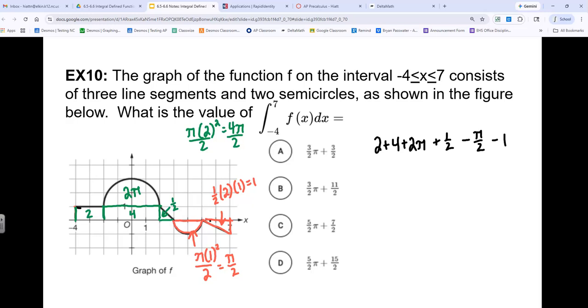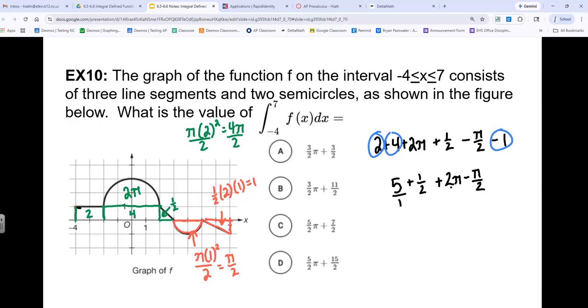So I'd put all these whole numbers together, the 2, 4, and the -1. That is going to give you a 5. I'm going to worry about that 1/2 here in a second. And then I've got plus 2 pi minus pi over 2. Since we've got fractions here, we need common denominators. You can look at your answer choices. Like if it was free response, you could stop. You don't have to simplify this. But we can see we got fractions.